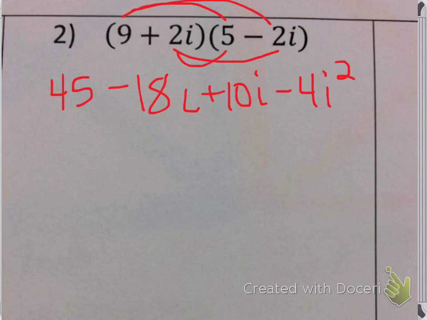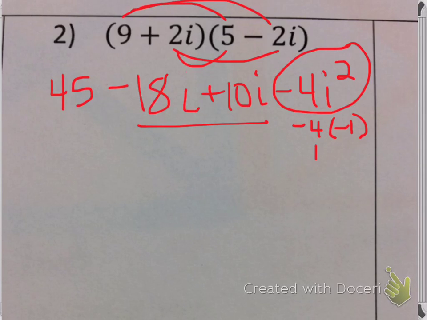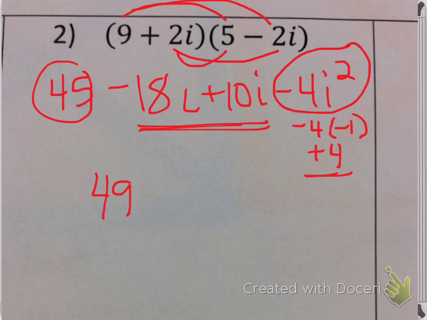We're going to combine those here in the middle, and then on this part, we're going to have to take that rule into account. We'll have a negative 4 times a negative 1 there, which makes this back part just plus 4. So we'll have 45 plus 4, which is 49, and then add our i's together in the middle. A negative 18 plus 10 would be a negative 8i for my solution.